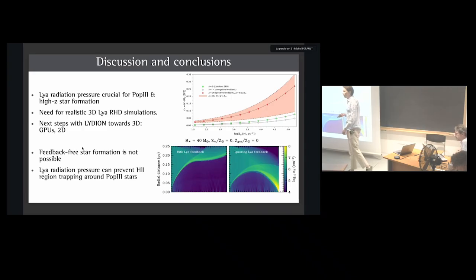But yeah, just to conclude, I want to point out that feedback-free star formation at Arashi is really not possible, because you always have Lyman-alpha feedback, and Lyman-alpha radiation pressure can actually prevent the trapping of the H II region around Pop III stars. And so I'll leave with this, and thank you.